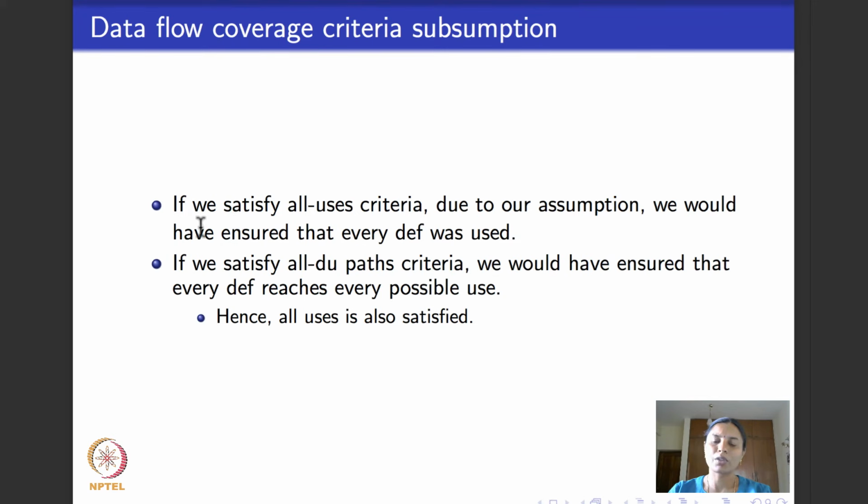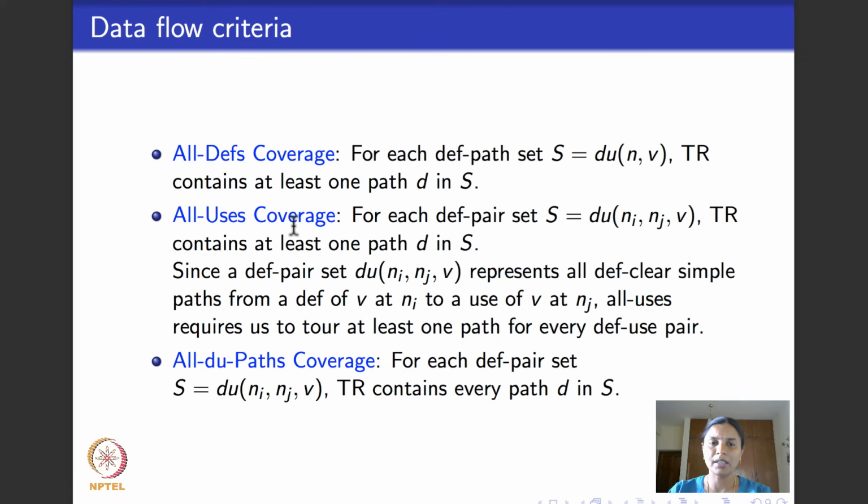So what is the subsumption relation? There are 3 criteria, if you remember. What are the 3 criteria? All defs coverage, all uses coverage, all DU paths coverage. Because all uses says from every def you go to every possible use, it's reasonably straightforward to see that all uses coverage subsumes all defs coverage. In turn, all DU paths coverage says you not only reach every def to every possible use, you figure out all possible ways of going from the def to use, right? So it by default subsumes all uses coverage. So that's what is given here.